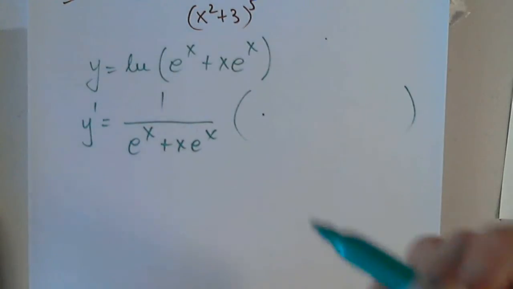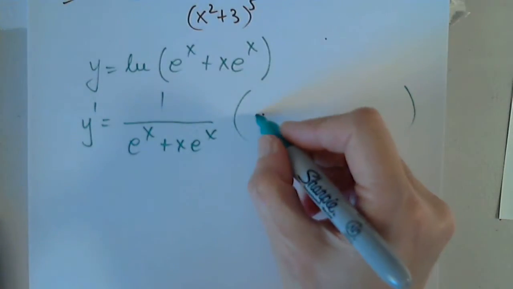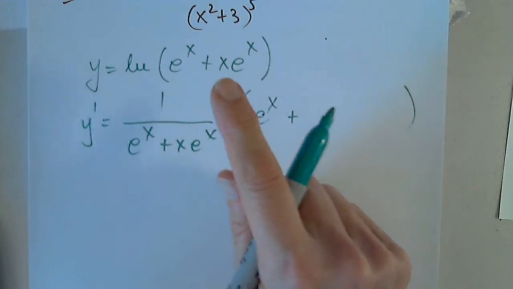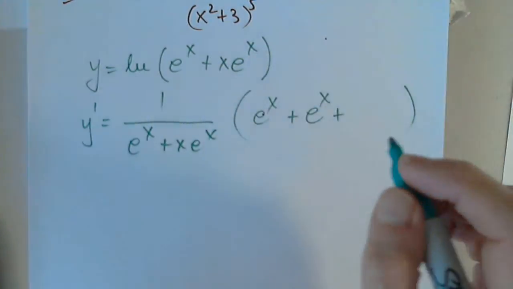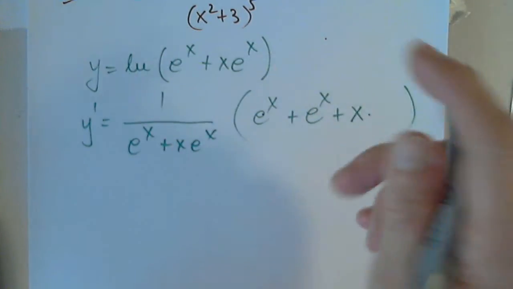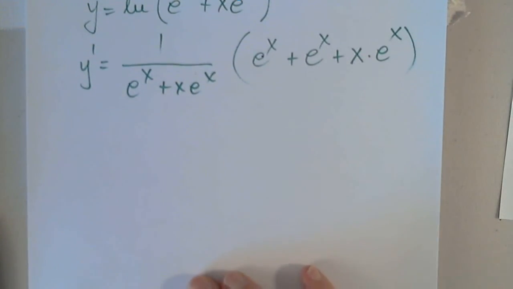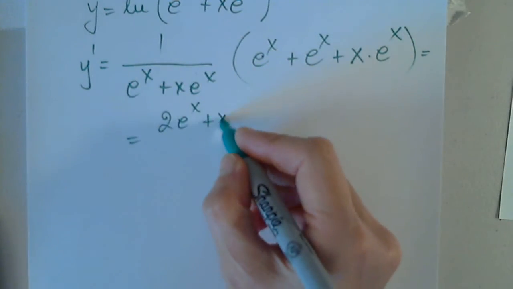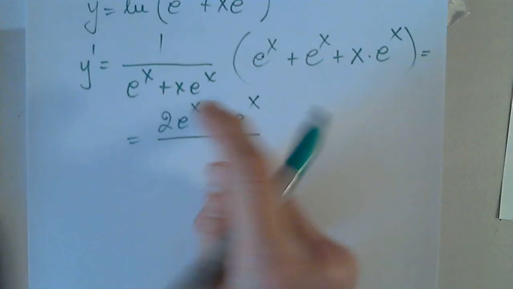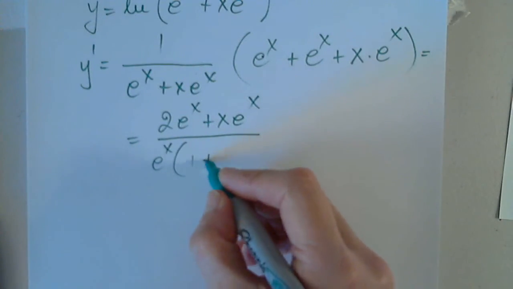But now I have to multiply by the inner function prime. It's not going to be that wide, but anyway. So e to the x plus. The first function prime is 1 plus e to the x plus the second function times e to the x prime. So then the numerator becomes 2e to the x plus x e to the x over, and I see a common factor here, 1 plus x.